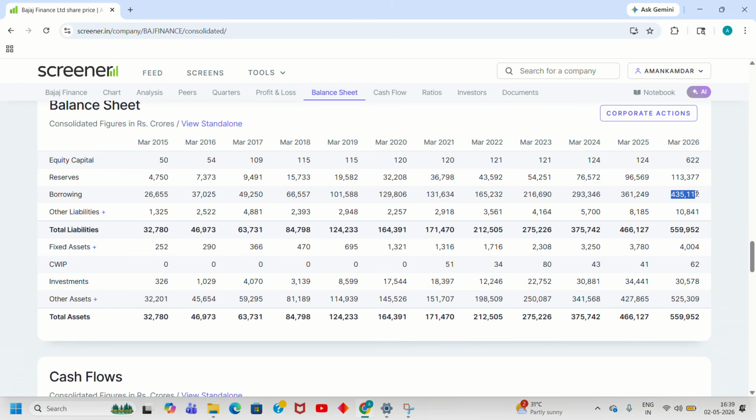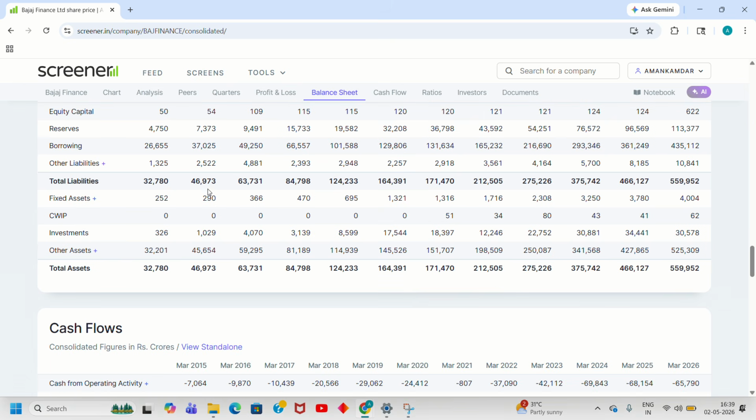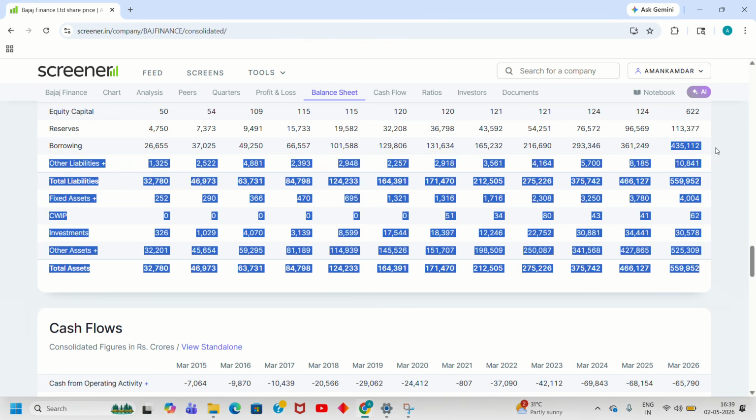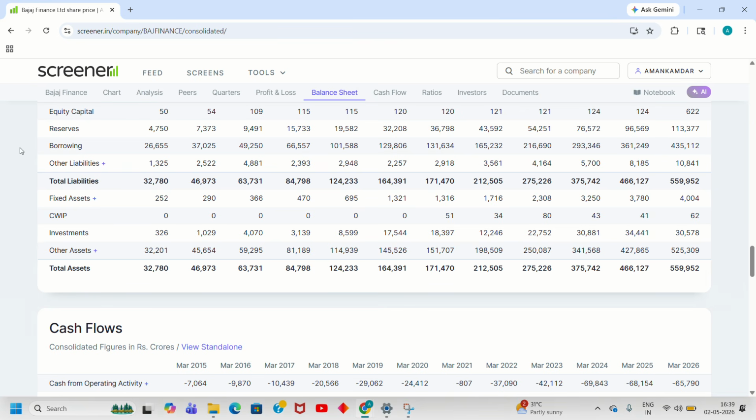Just a short note that the borrowing in this case is higher than that of the reserves, because the business model is built on leverage. As the company is a non-banking financial corporation, that is why the borrowing is higher than that of the reserves. However, if the company is not an NBFC, then this might suggest a negative scenario. The total liabilities are also increasing.